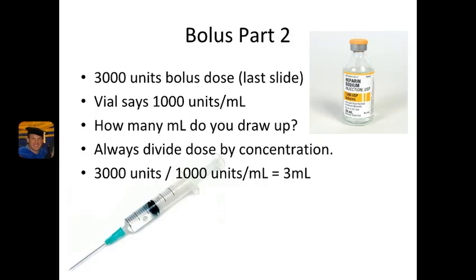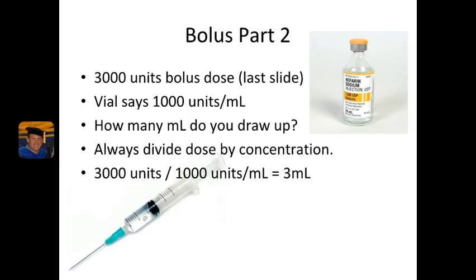Remember that when you divide by a fraction, 1,000 units divided by 1 milliliter, you're going to flip it. So it's going to become 1 milliliter over 1,000 units. And then your units are going to cancel each other out. All you're left with is mLs. And if you don't want to worry about your units, just do the numbers. It'll work out. 3,000 divided by 1,000 equals 3 ml.